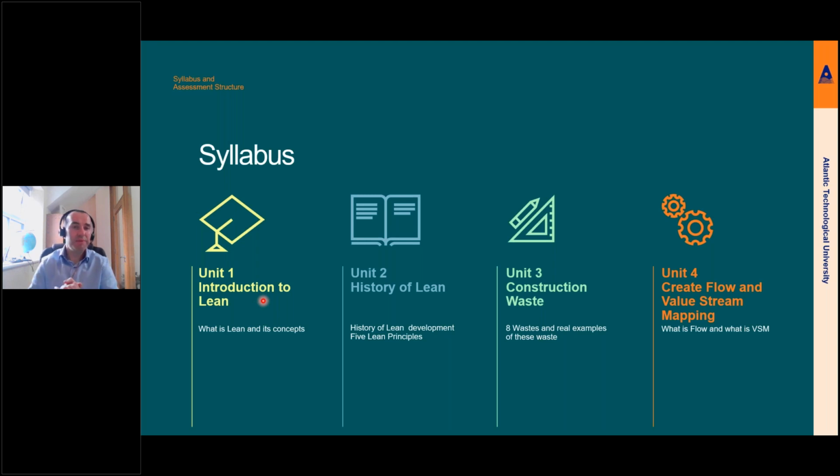So some of the syllabus, how it's going to be structured. We have introduction to lean, some history of lean, where lean has been developed. So this is introduction to lean and introduction to lean construction, where it's come from. Unit 2, understanding the 8 wastes, and real examples of what a waste is from the construction industry. What is flow and what's the importance of value stream mapping? So understand that if you don't know what you're doing, you won't be able to tell what's adding value and what's potentially not, as a waste.